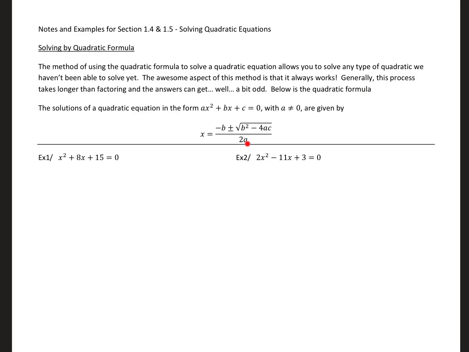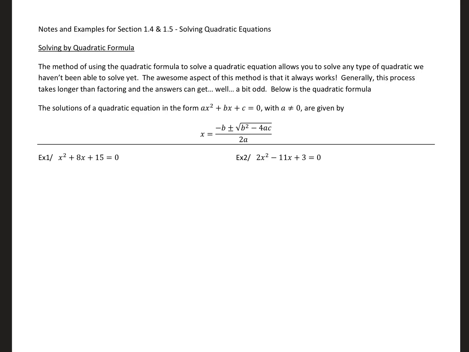So below, we have the quadratic formula. You can see we need a quadratic equation in standard form. We need to have that equals 0 on one side. From there, we can find the a, b, and c and just plug them in here, and you'll see how the process works in the examples.